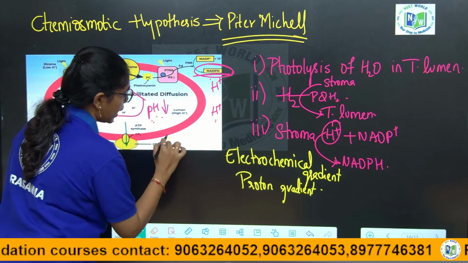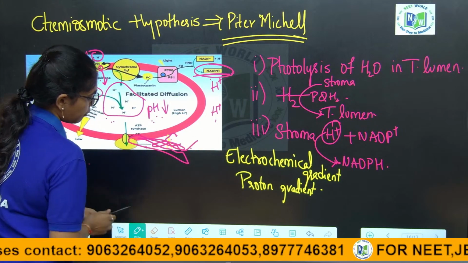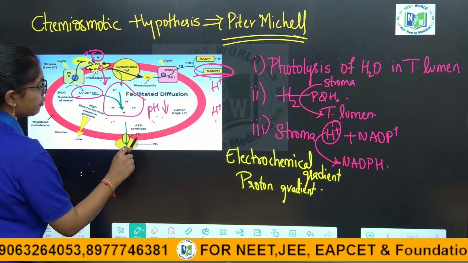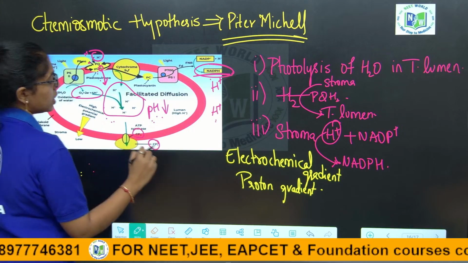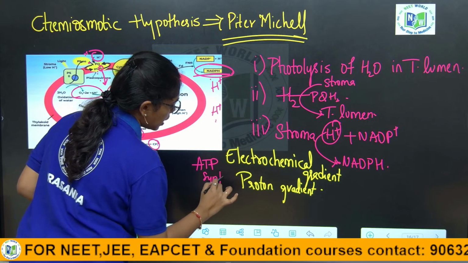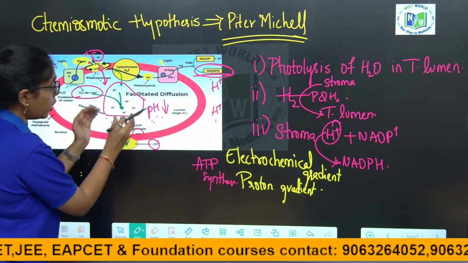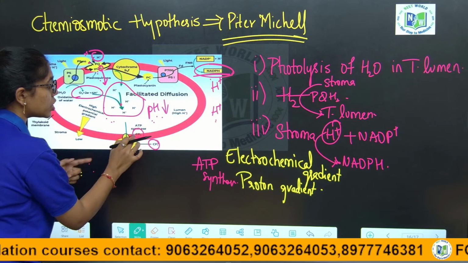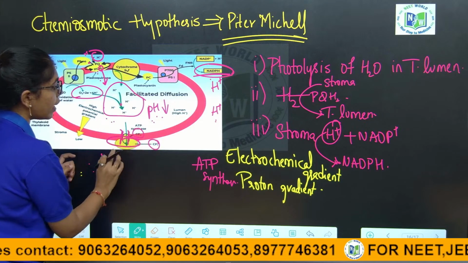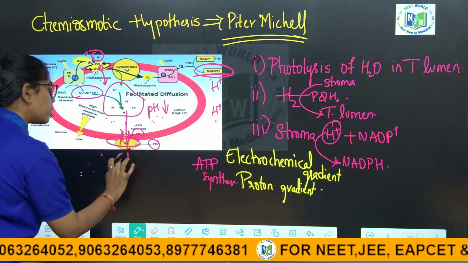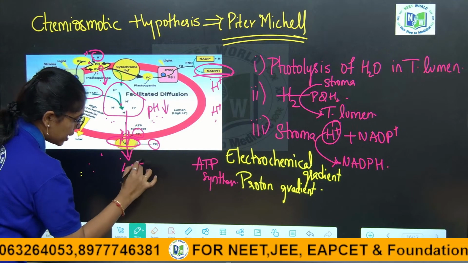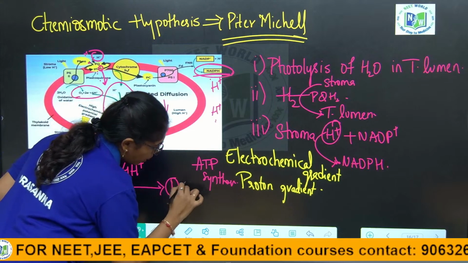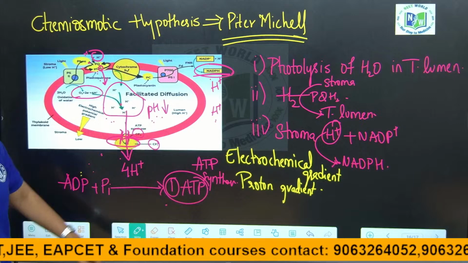ATP synthase pump has both F0 and F1 complex. ATP synthase is a channel which is operated in the thylakoid membrane to pump H plus ions from lumen to the stroma, wherein ATP synthase has the F0 channel which is embedded inside the membrane, and F1 faces towards the stroma. At one turn, at one pump, it will release 4 H plus, which combines ADP and inorganic phosphate present in the stroma and forms one ATP molecule.